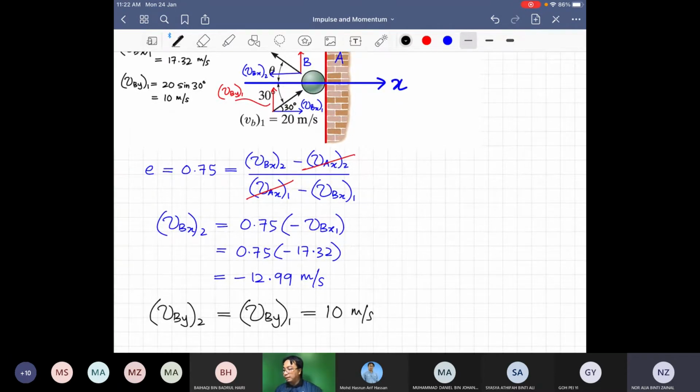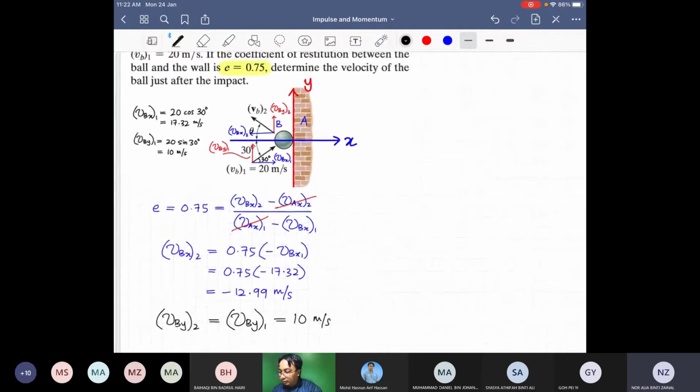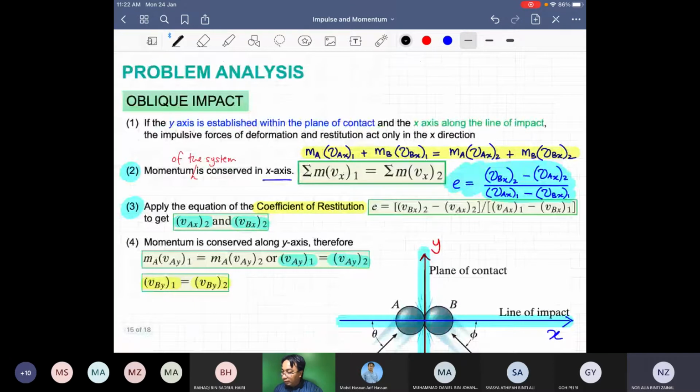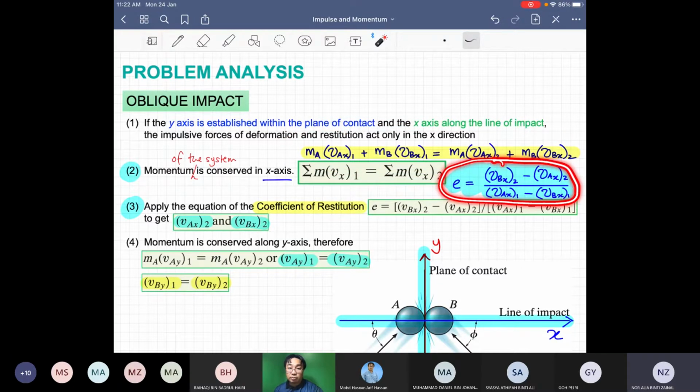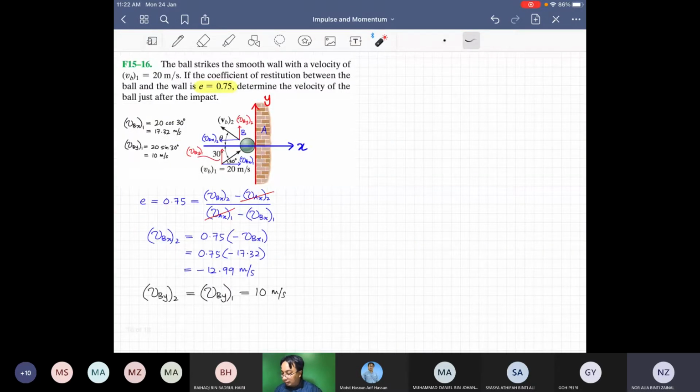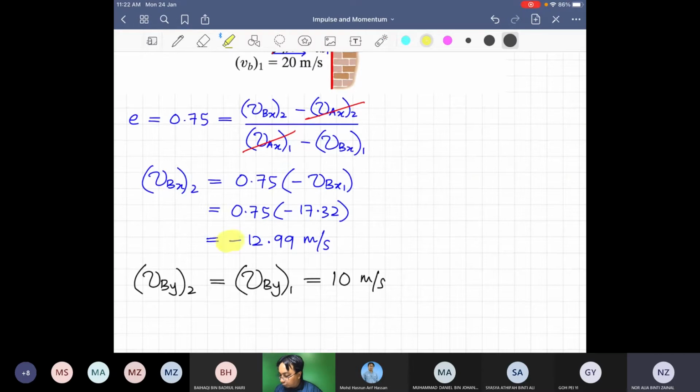So basically, dalam case ini, because there is only one object that is moving, kita tak payah guna yang step yang pertama ni. Kita tak payah guna this equation. Kita terus pergi kepada coefficient of restitution terus. Okay, and then kita gunakan yang ini. Kita guna step 3 dan step 4 sahaja, we can already solve the problem. So kita dah ada di sini VBX2 12.99. Kita dah ada VBY2 10.